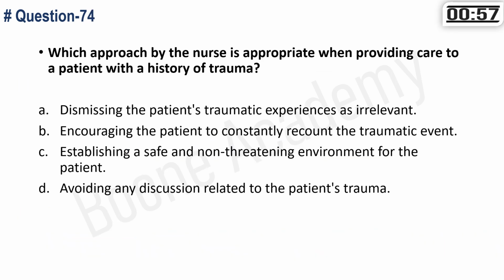Question 74. Which approach by the nurse is appropriate when providing care to a patient with a history of trauma? A. Dismissing the patient's traumatic experiences as irrelevant. B. Encouraging the patient to constantly recount the traumatic event. C. Establishing a safe and non-threatening environment for the patient. D. Avoiding any discussion related to the patient's trauma. You have 1 minute to answer your question.